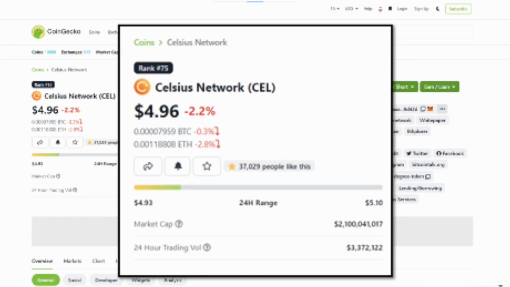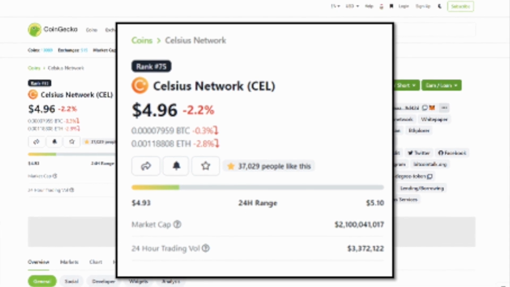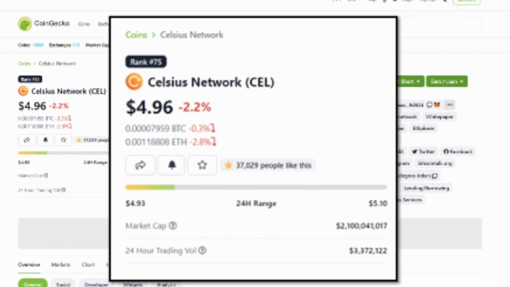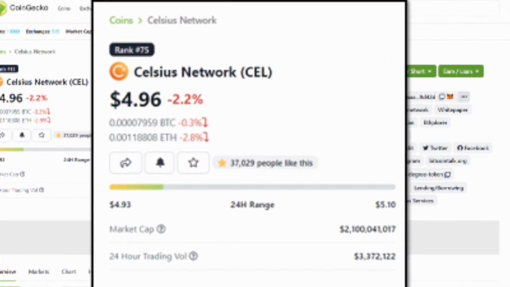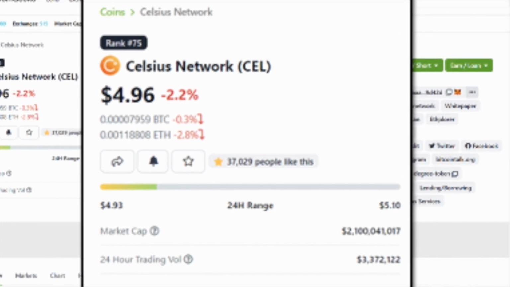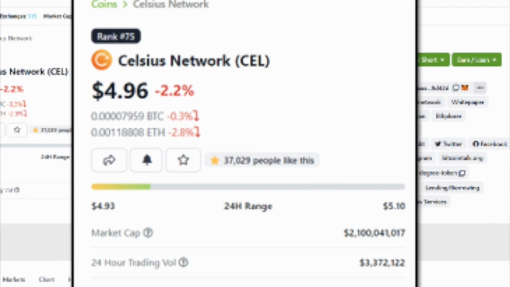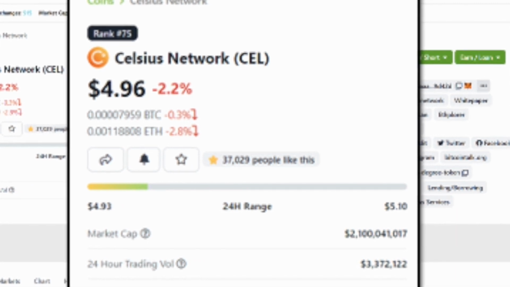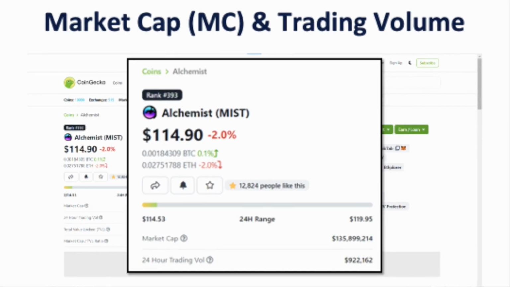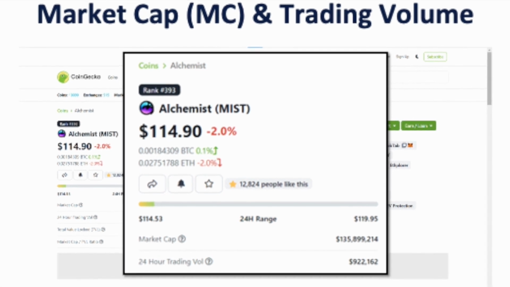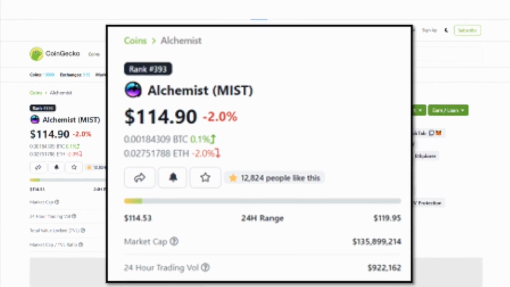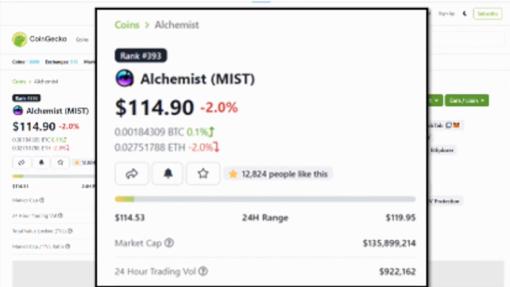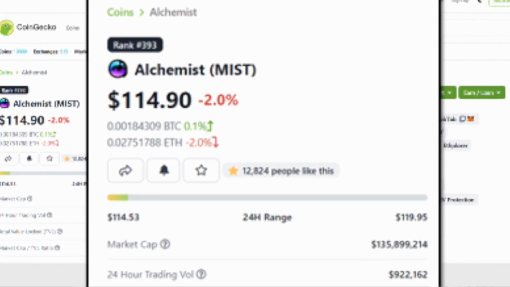The first altcoin I'm going to pick out is Celsius Network, or CEL coin. Here I highlighted that CEL is ranked 75, a top 100 coin, with a market cap of $2.1 billion and a trading volume in the past 24 hours of $3.3 million. The next altcoin we're going to compare with is a coin called Alchemist. As of this video, Alchemist is ranked 393, a top 500 coin, with a market cap of $135 million and a trading volume of just over $900,000.